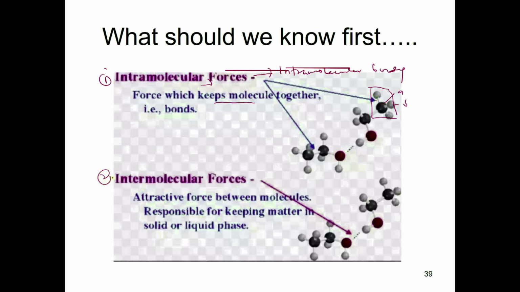The second one is intermolecular forces, which form the intermolecular bonding. These are the attractive forces between molecules which are responsible for keeping them in their form, whether in the solid or liquid phases. So you see here you have the molecule, and it forms a larger molecule here, and this is a similar larger molecule. Between these molecules there are secondary forces, which we call the intermolecular forces, that form the intermolecular bonding between the molecules.